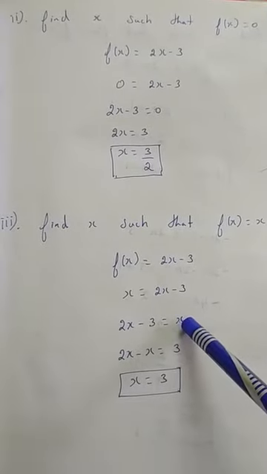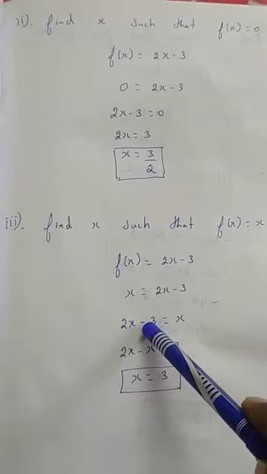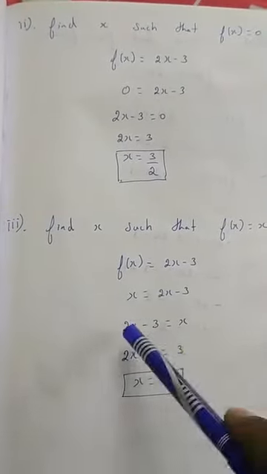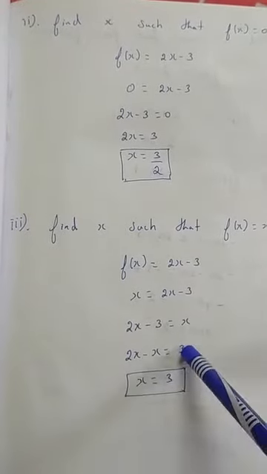So take this x to this side. It becomes minus x. Take this 3 to this side. It becomes plus 3. Right? So 2x minus x is equal to 3. What is 2x minus x? x is equal to 3.